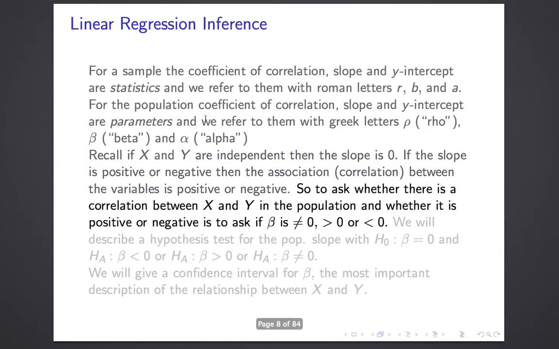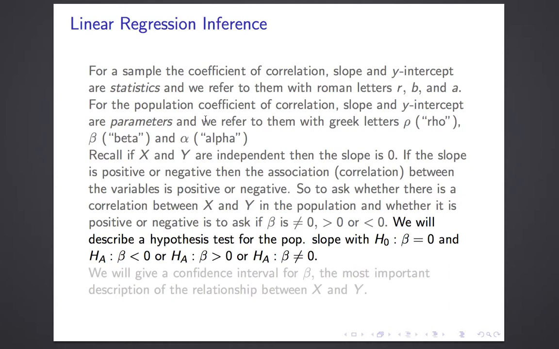So all that is to say, if you're interested in whether two variables are related, or whether they're positively or negatively correlated, more precisely, you can phrase that question as asking, is beta different from 0? That would be how you'd say they are associated, or is it greater than 0, positively associated, or less than 0, negatively associated?